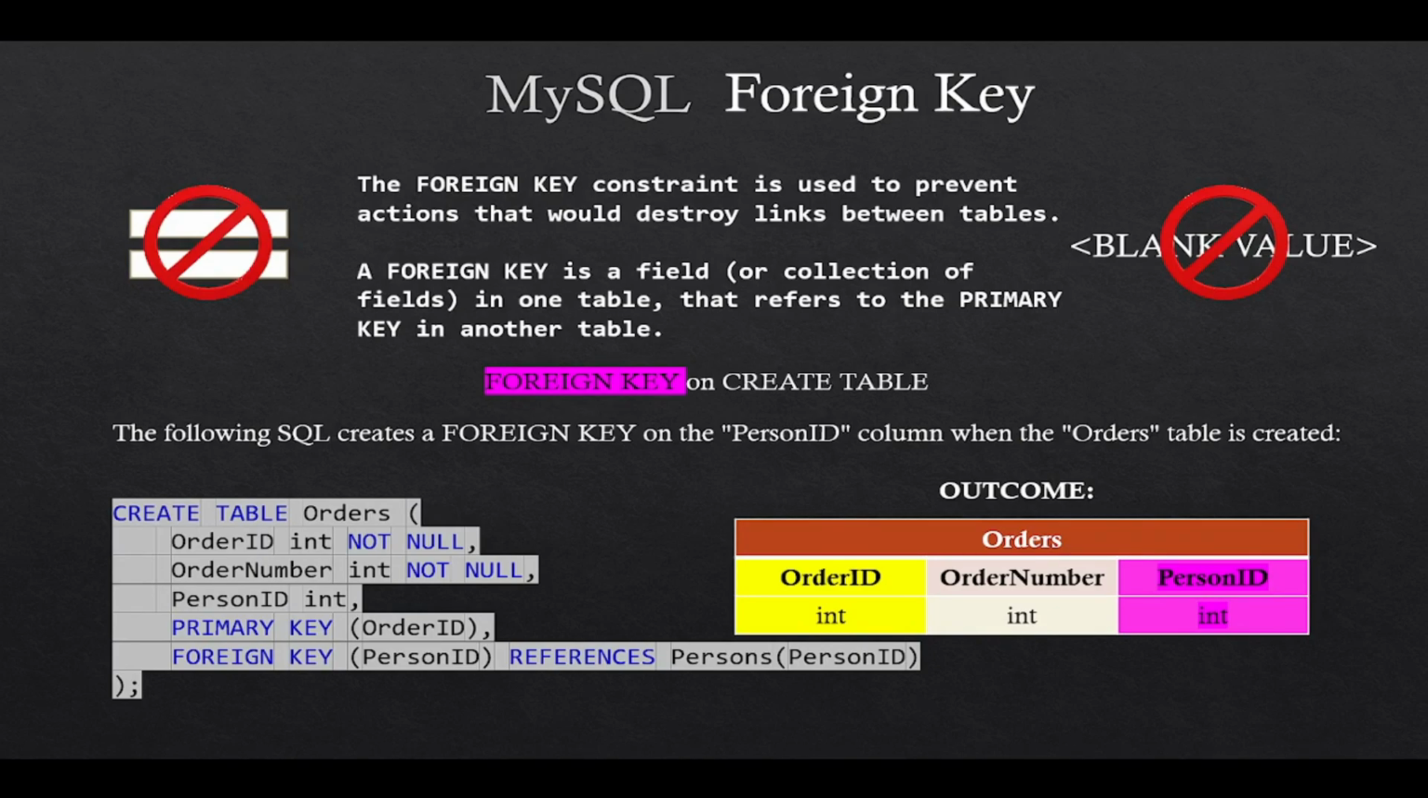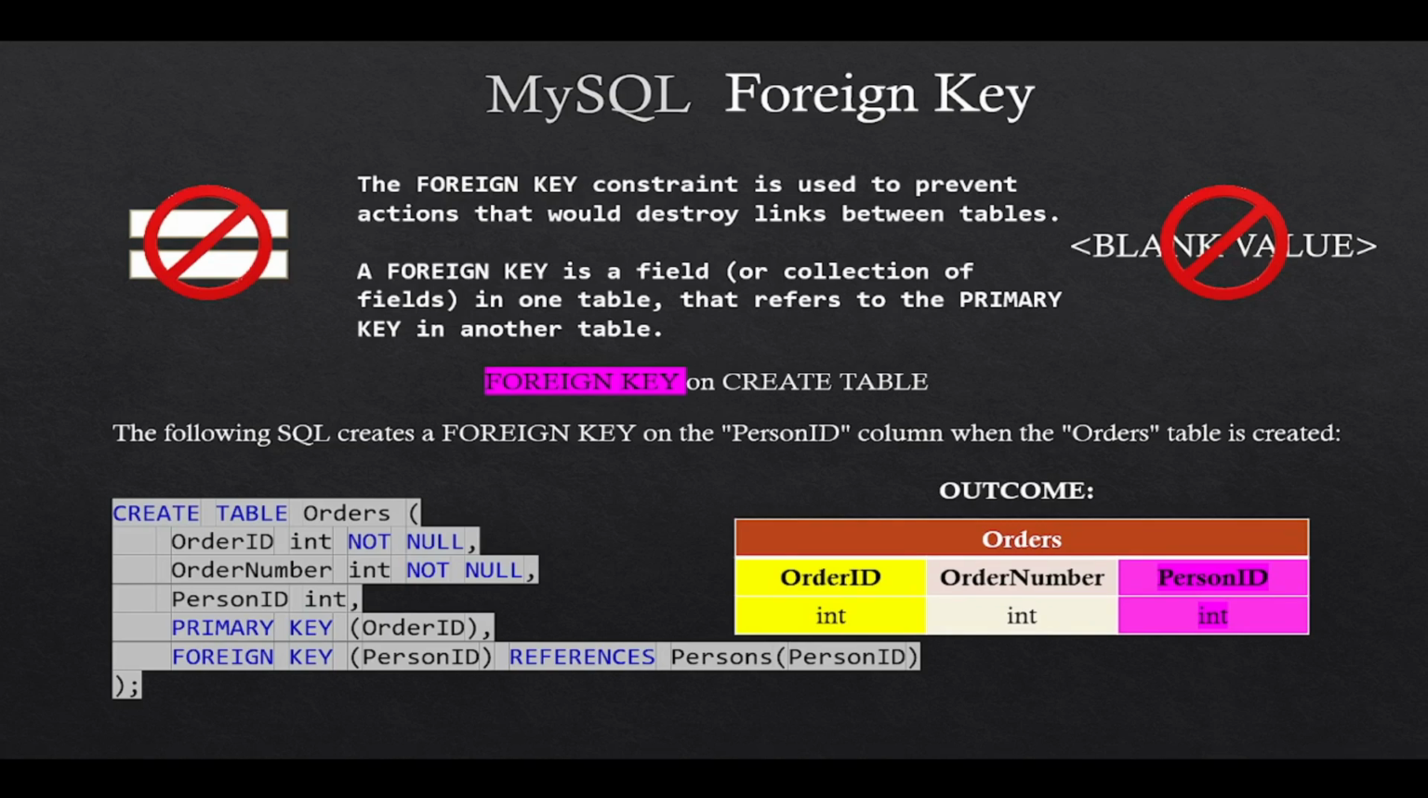To assign a foreign key on create table, the following SQL creates a foreign key on the person ID column when the orders table is created. Create table orders, order ID int not null, order number int, person ID int, primary key order ID, foreign key person ID, references persons, person ID. This code creates a table named orders. As you can see, we assigned order ID as the primary key, and person ID references the persons table person ID column.